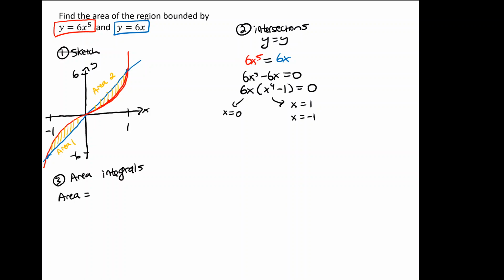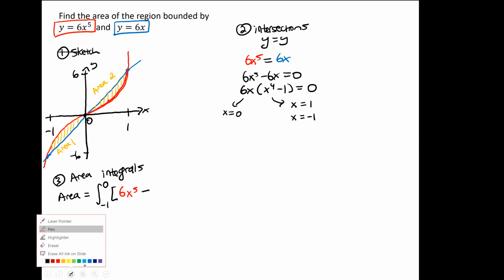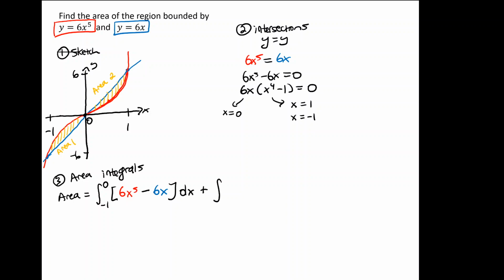Area equals the first area. We're integrating from -1 to the intersection point that's in the middle, 0, of the top minus the bottom. So the top is the red curve, 6x to the 5, minus the bottom curve, which is 6 times x. Integrate in the x direction, plus the integral from 0 to 1 of the top minus the bottom in the second region. So the top in the second region is 6x, and the bottom is 6x to the power 5.